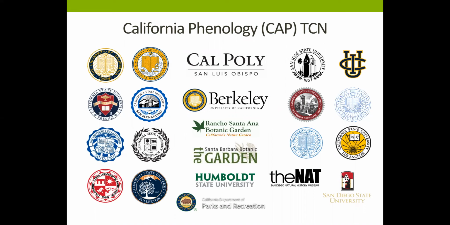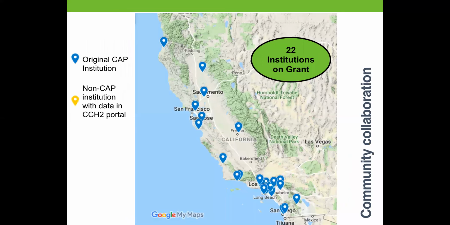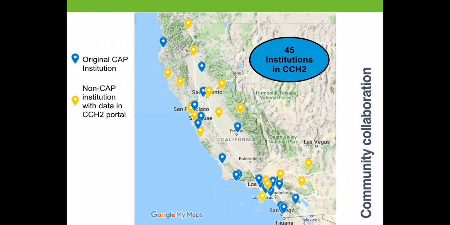Our project is led by myself at Cal Poly, and KD Pearson is our project manager, Jason Alexander and Brent Mishler at UC Berkeley, Ed Gilbert at ASU. Initially, at the start of this project, we had these 22 institutions that spanned the state, but we've been able to leverage the funding from this project and really KD's time and effort in training people to include many more institutions. So now we have over 45 institutions that are receiving training and support as part of this project.